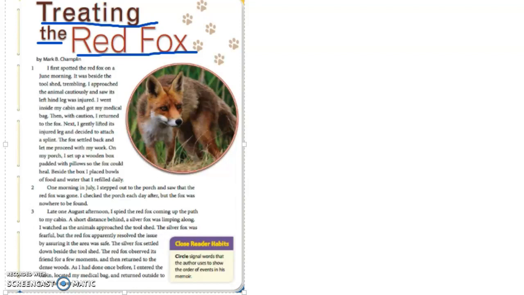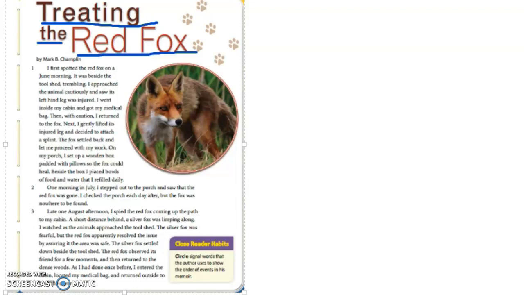Treating the Red Fox by Mark B. Chapman. Paragraph 1. I first spotted the red fox on a June morning. It was beside the tool shed, trembling. I approached the animal cautiously and saw its left leg was injured. I went inside my cabin and got my medical bag. Then, with caution, I returned to the fox. Next, I gently lifted its injured leg and decided to attach a splint. The fox settled back and let me proceed with my work.